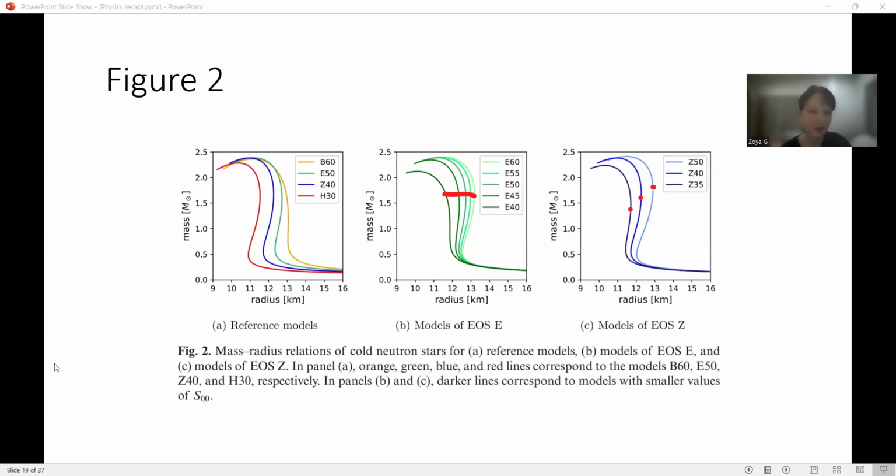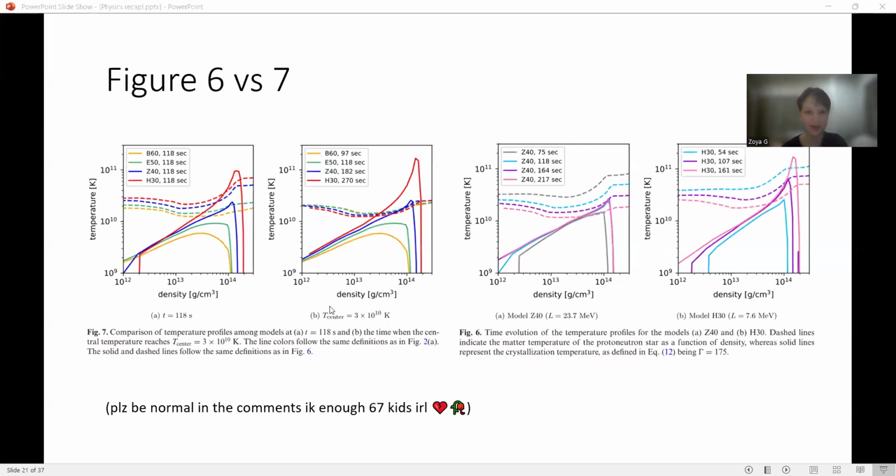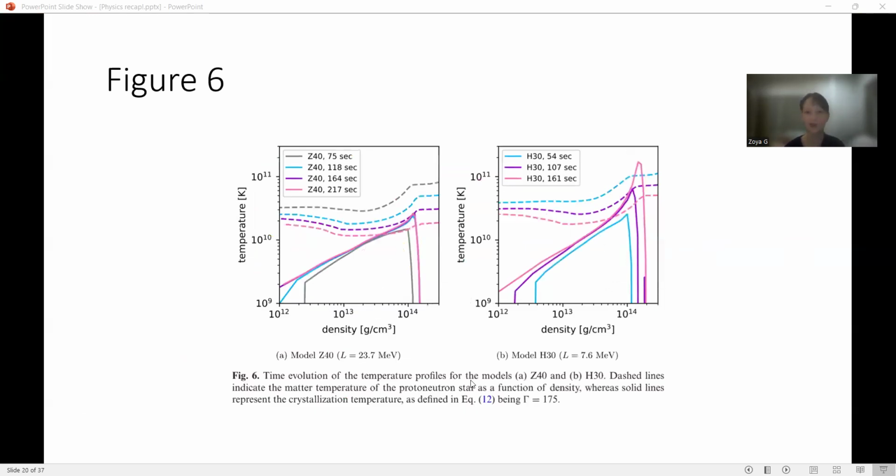So the second graph that I want to bring attention to, let me just remove everything, is this one. The time evolution of the temperature profiles for these two selected models. I consider this the backbone of the entire paper. It's figure 6.